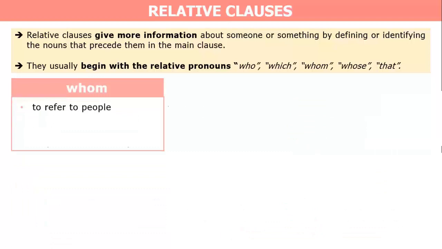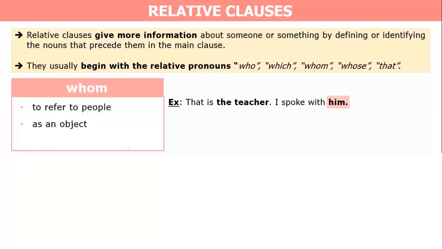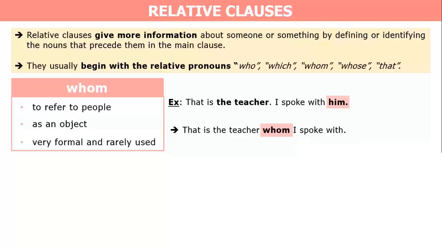Thirdly, whom is used to refer to people and functions as an object. Look at the example here. The teacher is replaced with the object, him. So, we have to use whom to combine two sentences into one. That is the teacher whom I spoke with. Pay attention. Whom is very formal and rarely used in spoken English.